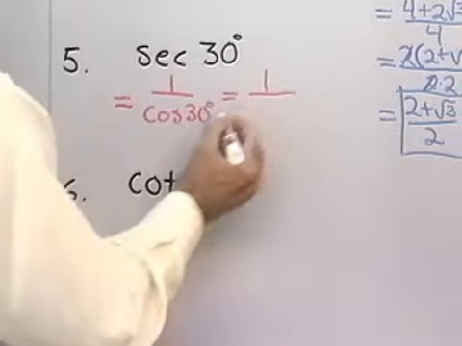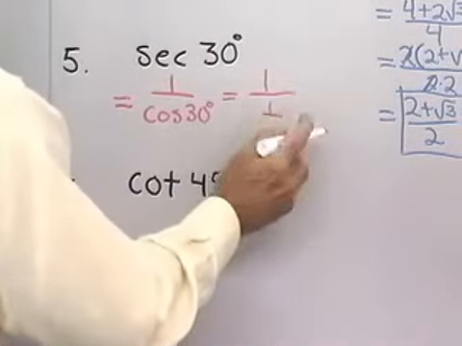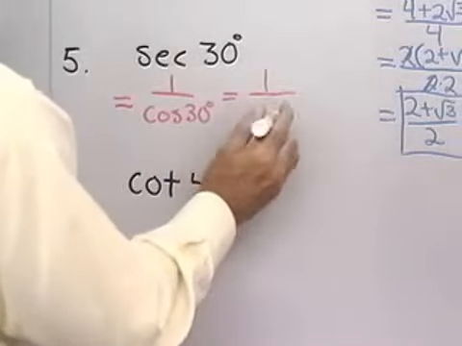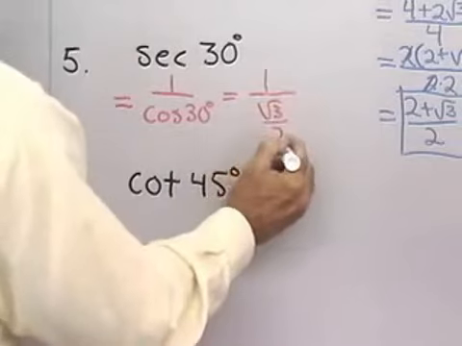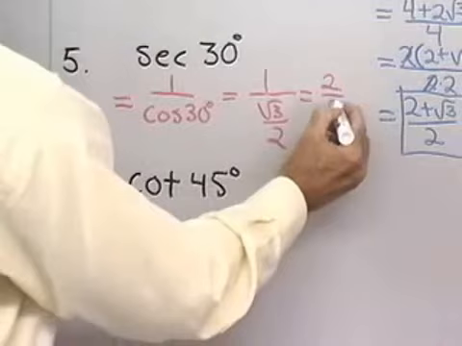And then I have the cosine of 30 degrees memorized. Cosine of 30 degrees is square root 3 over 2. The reciprocal of square root 3 over 2 is 2 over square root 3.